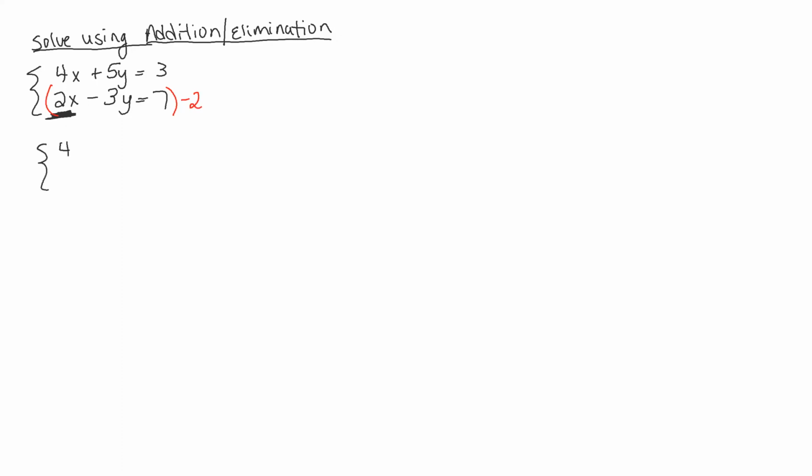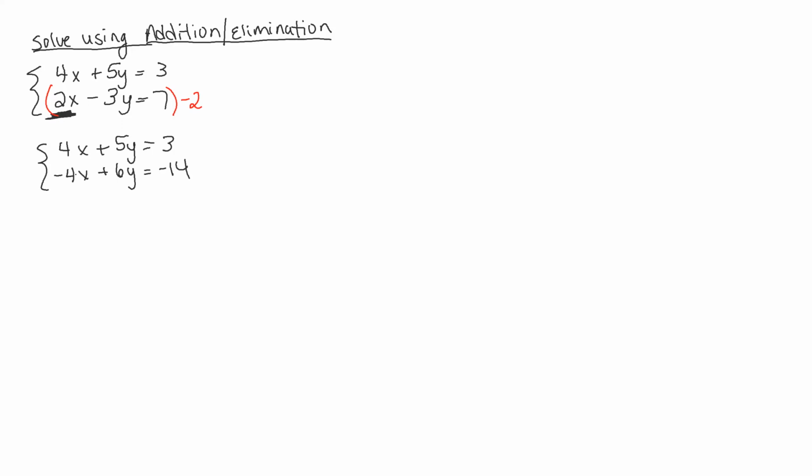First equation, we're not doing anything to it. It's going to stay 4x plus 5y equals 3. The second equation, we're going to multiply the entire equation by negative 2. Negative 2 times 2x gives me negative 4x. Negative 2 times negative 3y gives me positive 6y. Negative 2 times 7 gives me negative 14.